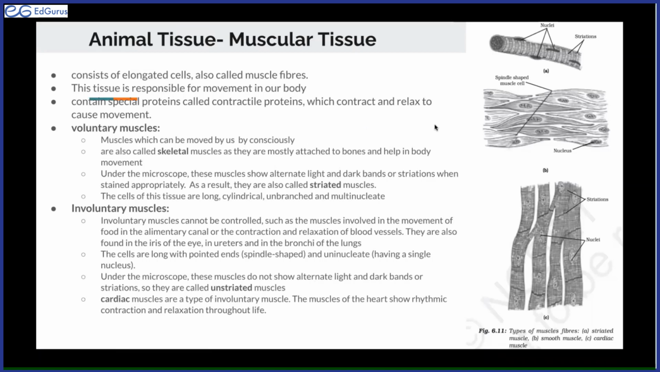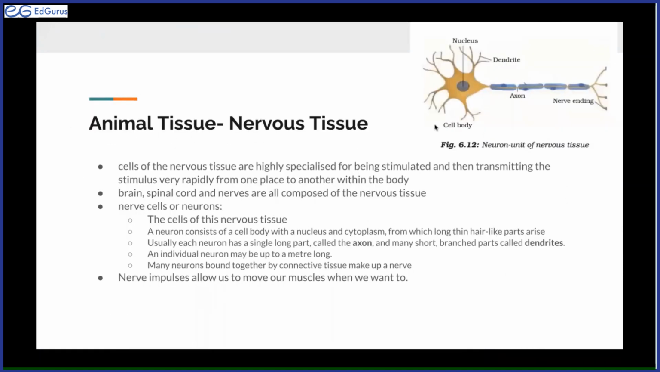So that is muscular tissue. It's just that simple. And the last and final animal tissue is called nervous tissue. Okay? The cells of this tissue are highly specialized for being stimulated and then transmitting the stimulus very rapidly from one place to another within the body.